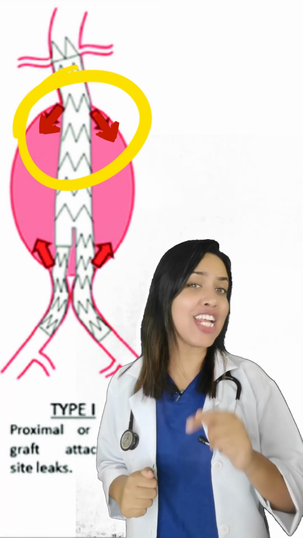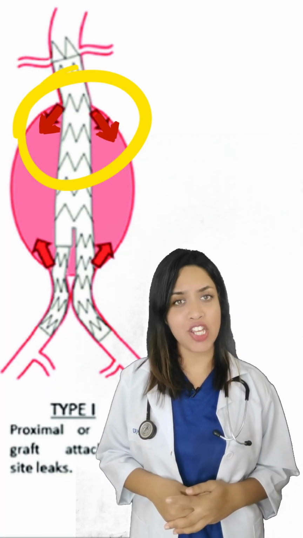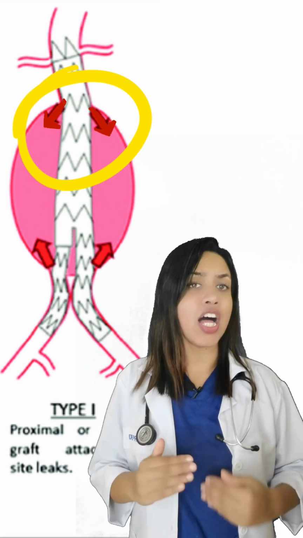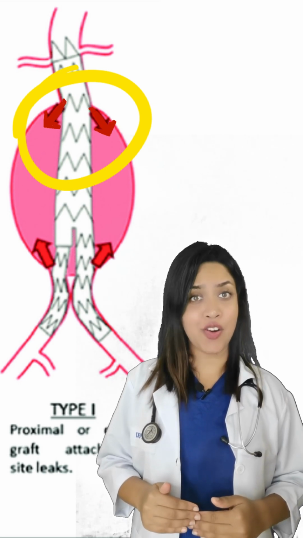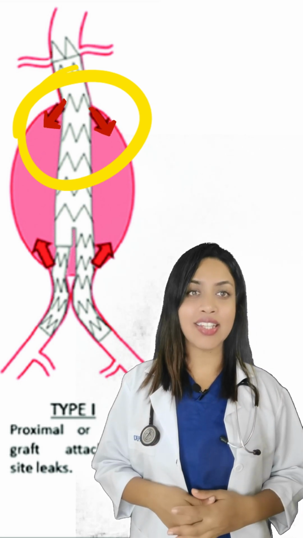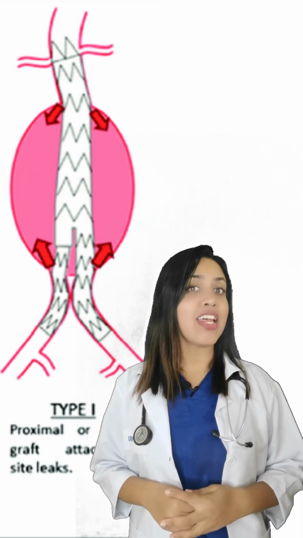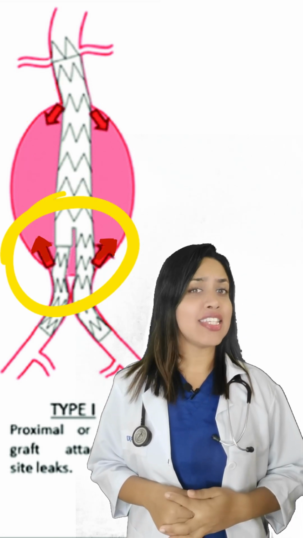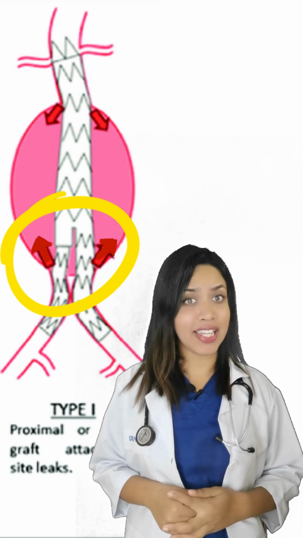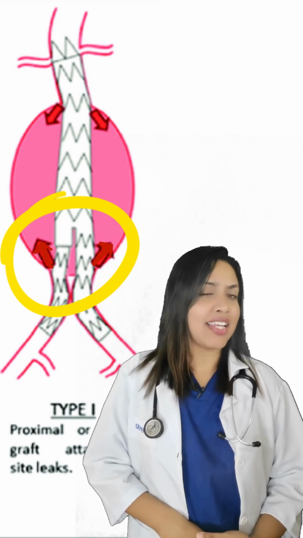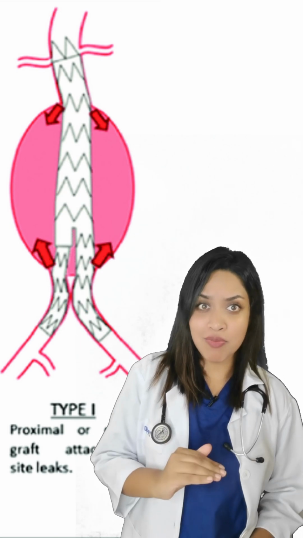Type 1A endoleak occurs when the top attachment site of the stent graft doesn't seal properly, allowing blood to leak into the aneurysm sac. Think of it as a lid that doesn't quite fit on the top of a container. And type 1B endoleak is similar to type 1A, but the leak happens at the bottom attachment site of the stent graft. It's like a lid that doesn't fit on the bottom of a container.